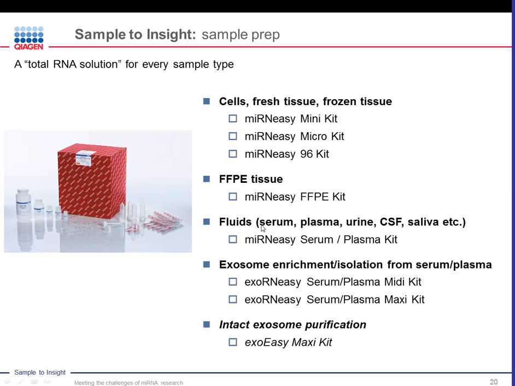For fluids, such as serum, plasma, urine, cerebrospinal fluid, saliva, bronchial lavage, even cell culture media, we offer the miRNeasy serum plasma kit. For exosome enrichment and isolation from serum or plasma, we offer the exoRNA kits. And I've also included here that if you're interested in intact exosome purification, we offer the ExoEasy Maxi kit. And basically, the difference between the ExoEasy and the ExoRNA is that the ExoRNA includes both isolation of exosomes followed by total RNA liberation, while the ExoEasy kit simply enriches for intact exosomes.